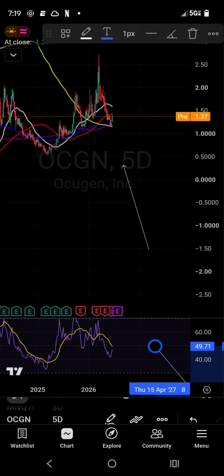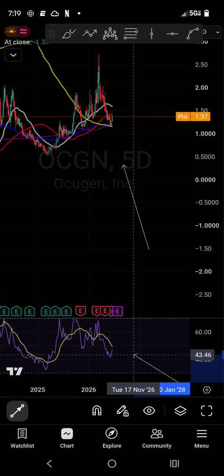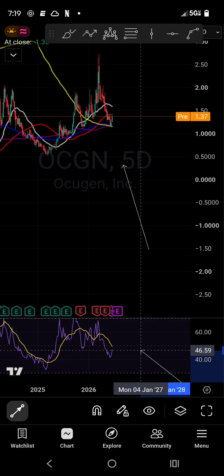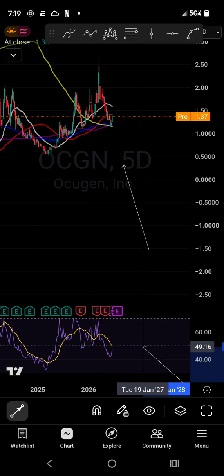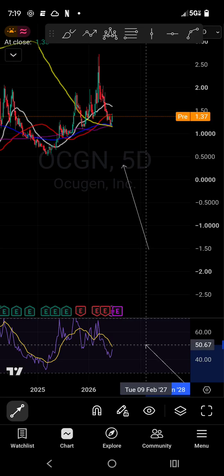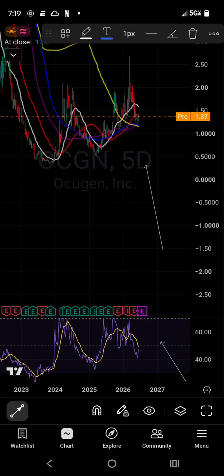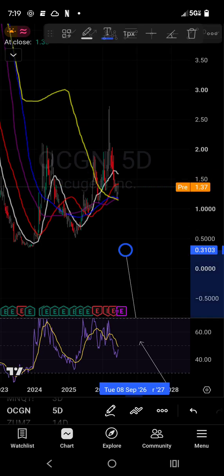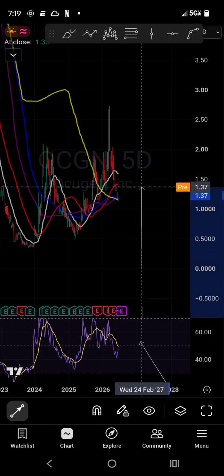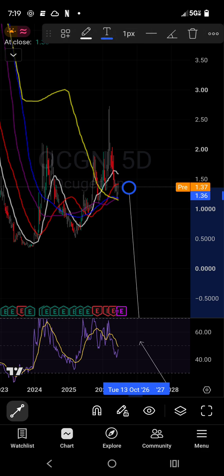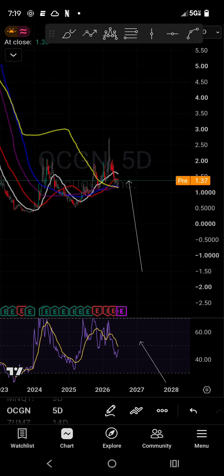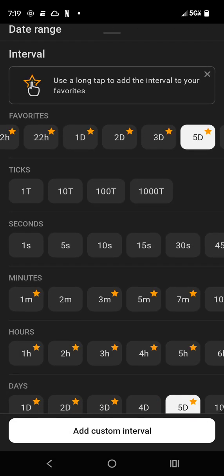We want to confirm that this OCGN stock is going on an upward trend. So this purple momentum line being below the average line doesn't confirm a reversal yet. But I do see this 21-day above the 200-day on the 5-day. Let's keep looking.